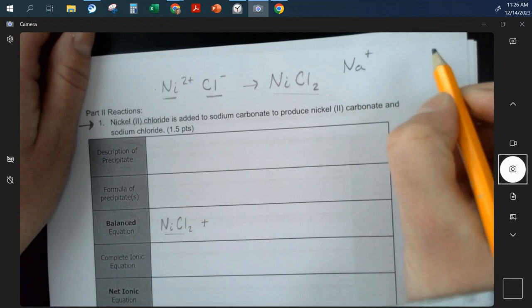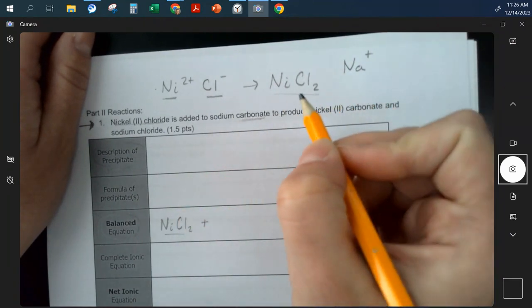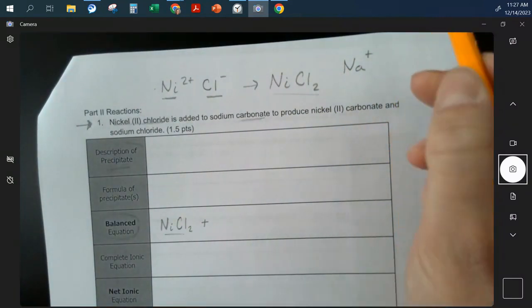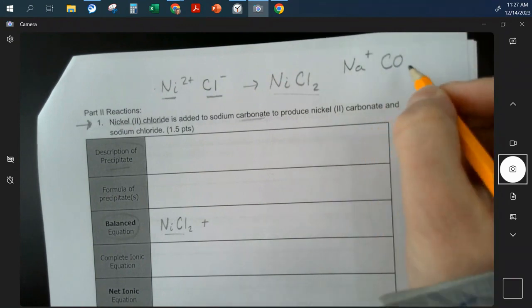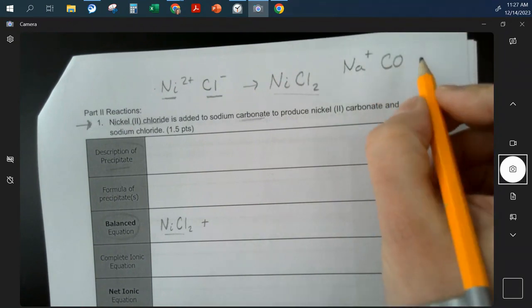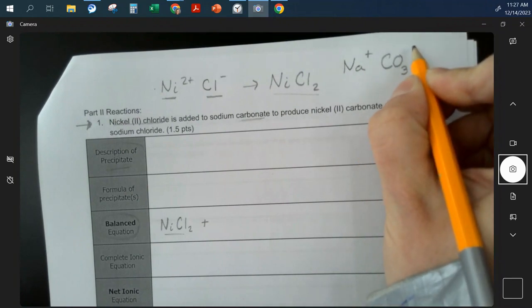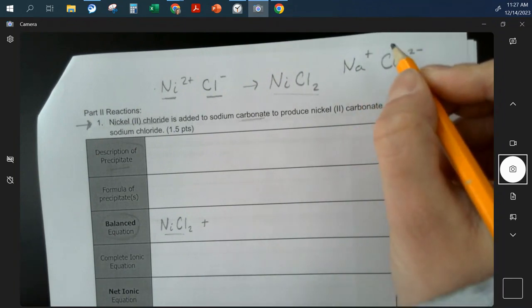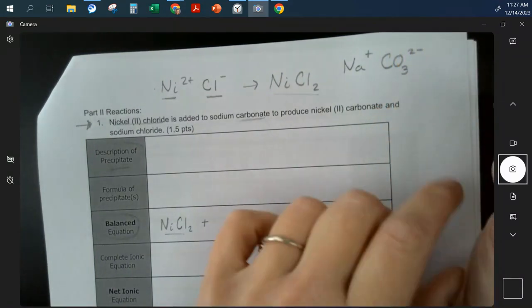+1, thank you. And then we also need carbonate. Do you guys know carbonate from chapter 4? Carbon, oxygen. How many oxygens, do you know? CO3. And then do you remember the charge from chapter 4? Yeah, this one's 2 minus. So that's one of the polyatomic ions you had to remember for one of the topics.